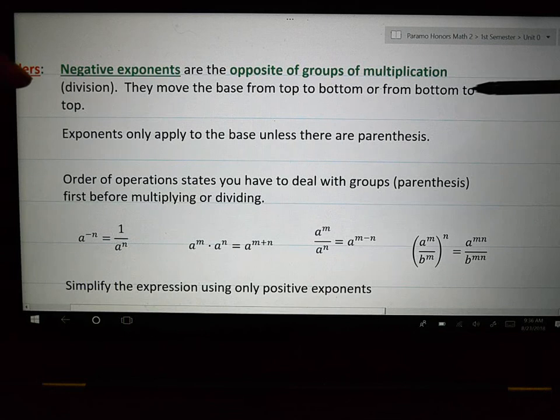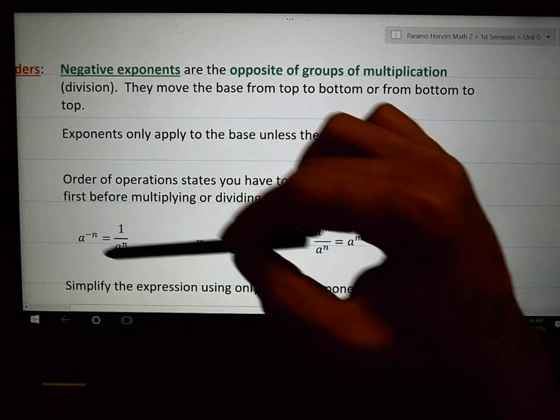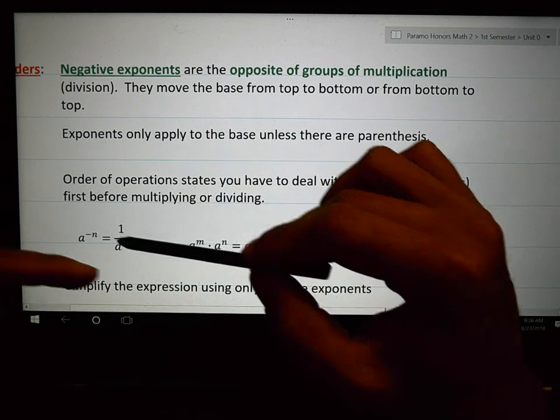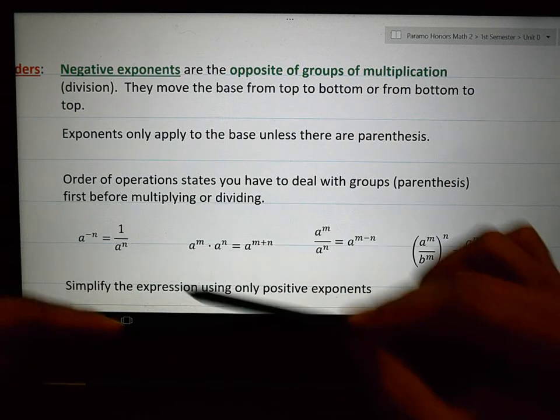So that's the first thing I start off with in your notes. The first thing I start off with is negative exponents are the opposite of factors. Instead of having that many factors multiplying each other, you're having that many factors divide each other, which is why it moves from the numerator to the denominator. Or if it's negative in the denominator, it's the reason it moves it up.